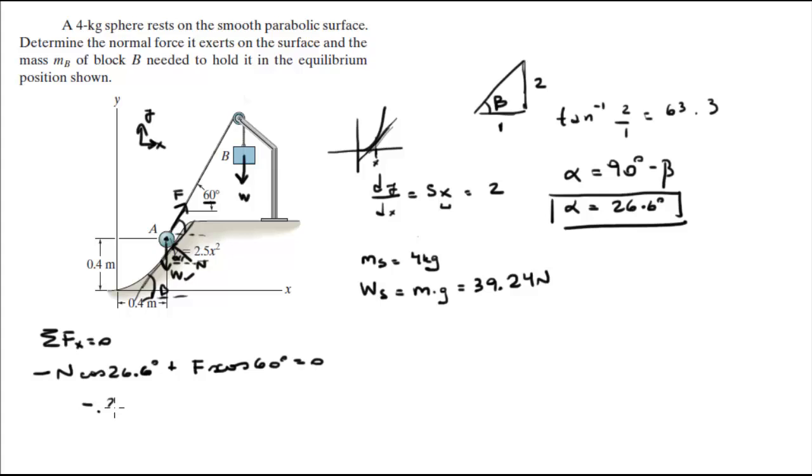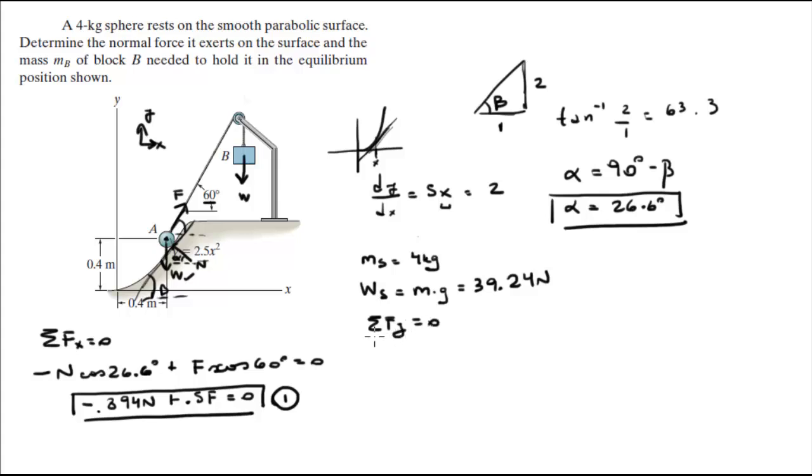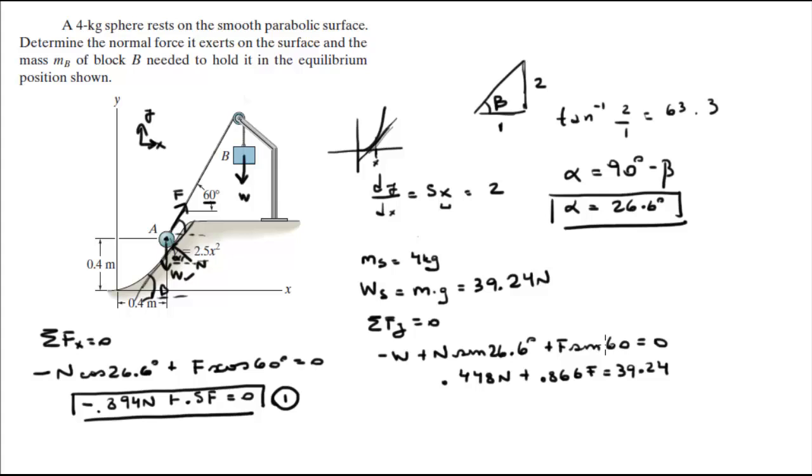So you get that negative 0.894 times the normal plus 0.5 times the force is equal to 0. I'm going to call that equation 1. You know that the sum of the forces on the y is equal to 0. So the weight coming down plus the normal times the sine of 26.6 degrees plus the force times the sine of 60 degrees is equal to 0. So 0.448 times the normal plus 0.866 times that force is equal to 39.24.